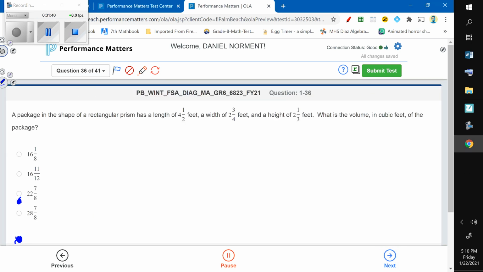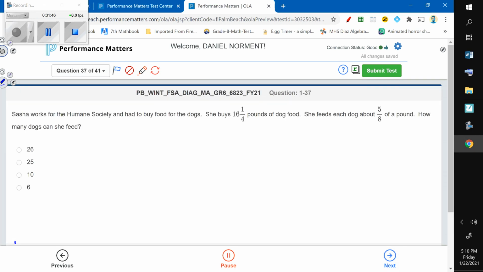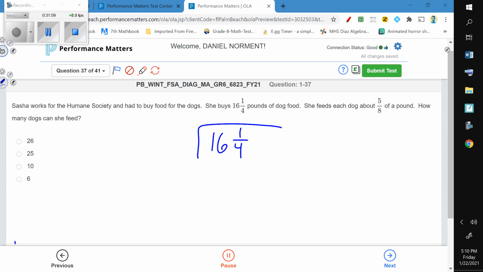Next. Question 37. Oof, what is this? Oh, thank goodness. Okay. She buys 16 pounds of dog food. She feeds each dog about 5/8 of a pound. How many dogs can she feed? Class, this is simple division. Well, I say simple. It's not that simple, to be honest with you, because you're doing this. And you will never see that. Oh, you know what? You don't set it up like that.